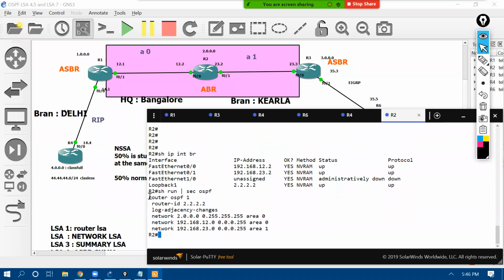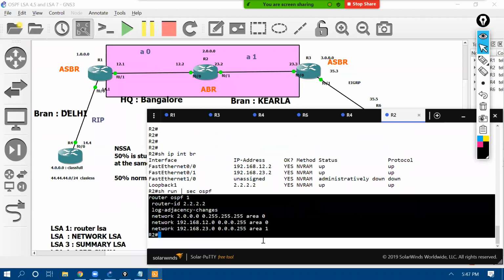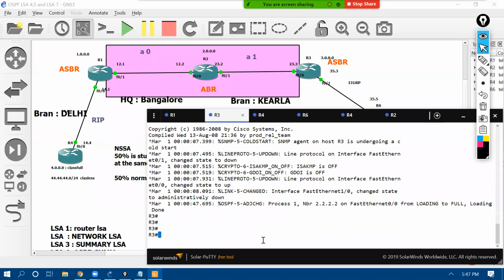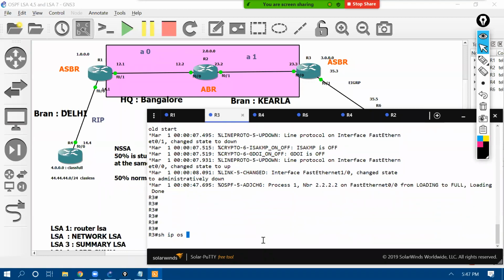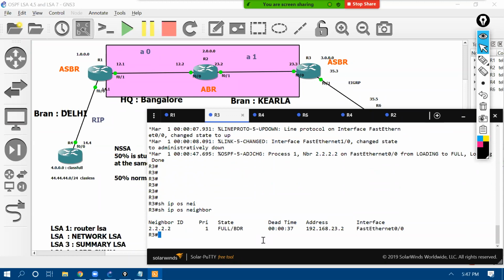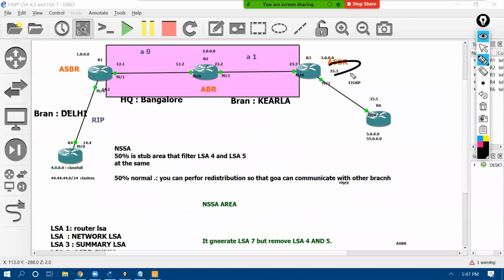Is everything good, right? If you go to R3 now, show IP OSPF neighbor, we have a neighborship with this guy as well. So R3 is also forming the neighborship with this person, right? Right now, forget this guy. Okay, nothing is there.